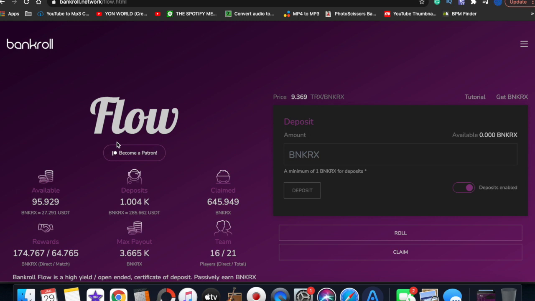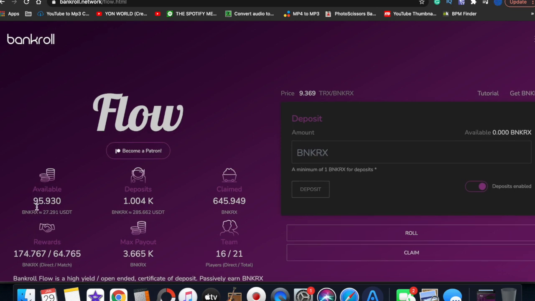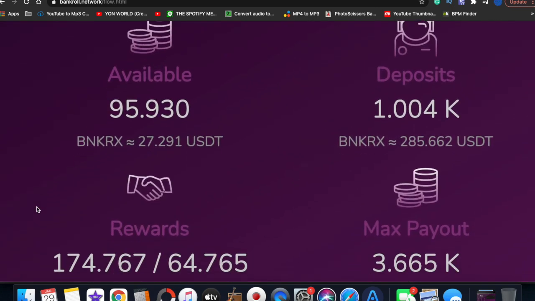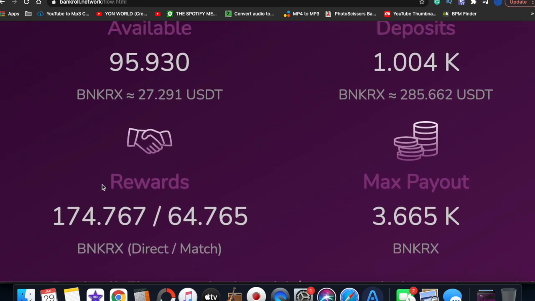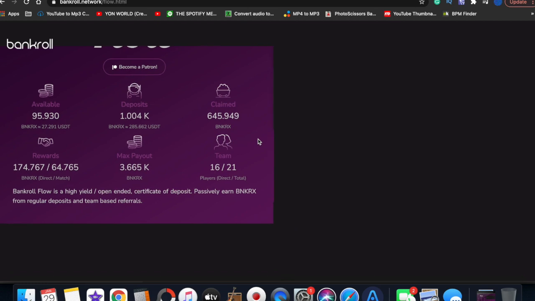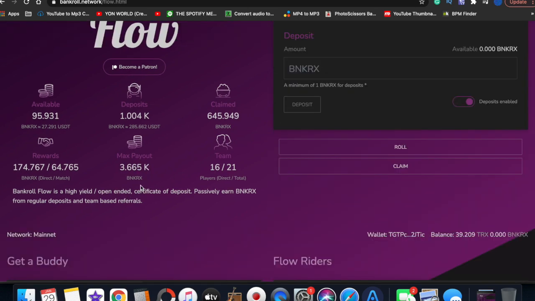Now, you can expand that by reinvesting your earnings daily. If you reinvest your available balance, like right now I got $27 and I got these rewards, I can reinvest all of that and it'll increase my principal deposit, which would increase my max payout, and it will also increase the daily amount of interest I'm paid out.